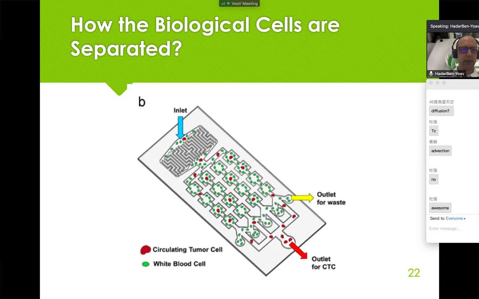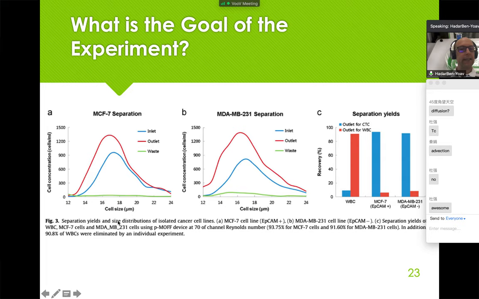So now they can accumulate the CTCs, and what they want to see is how good the separation was. So here they took two different types of cancer cells, CTCs, and what we can see in A is that the inlet has a certain concentration of the cells, the CTCs. And in the outlet, they got a much, much higher concentration of the CTCs. So it basically focused them, it concentrated them.